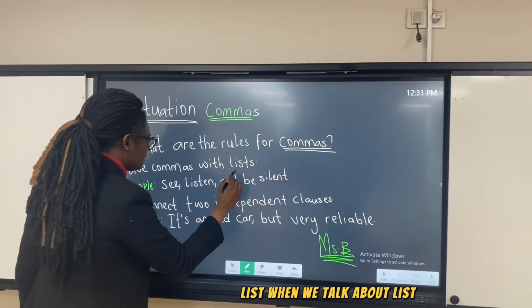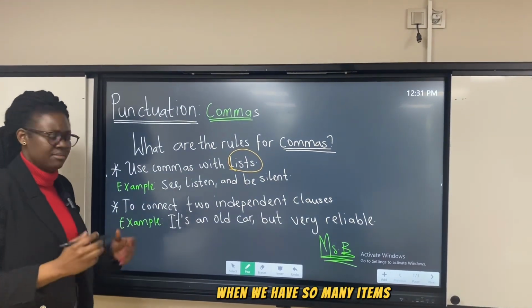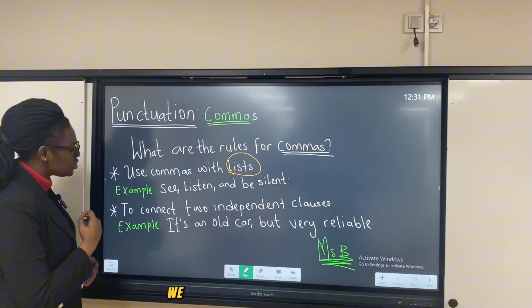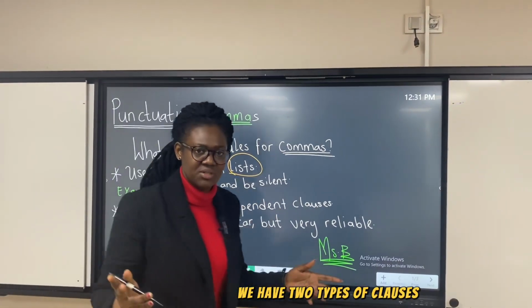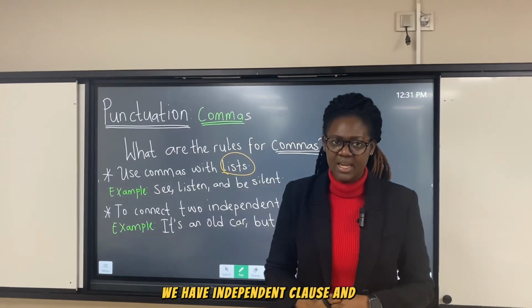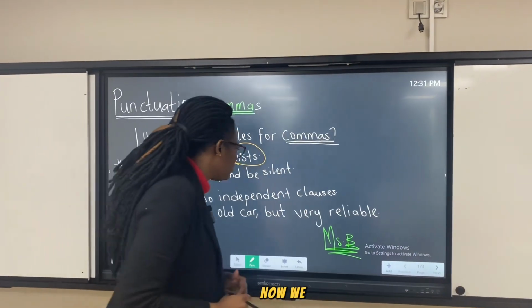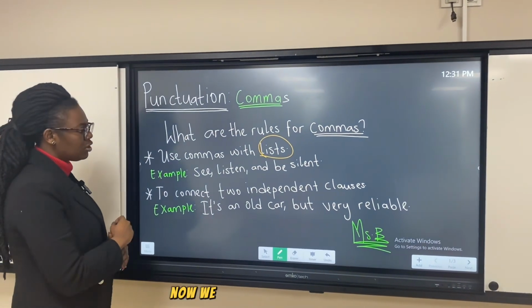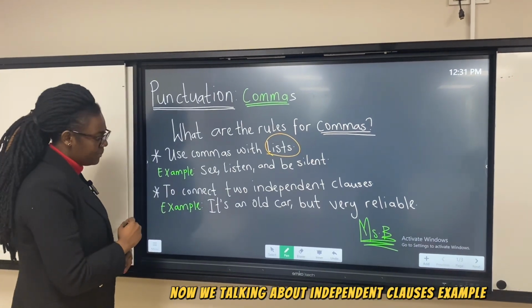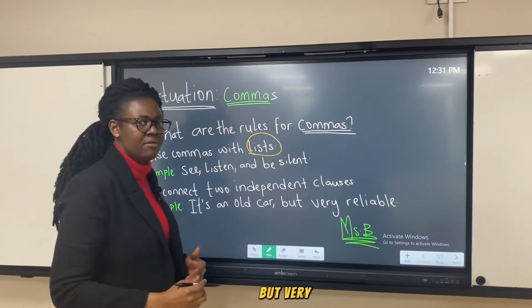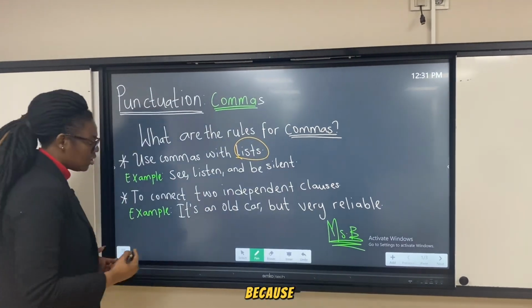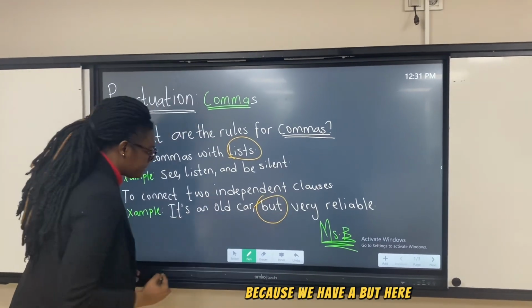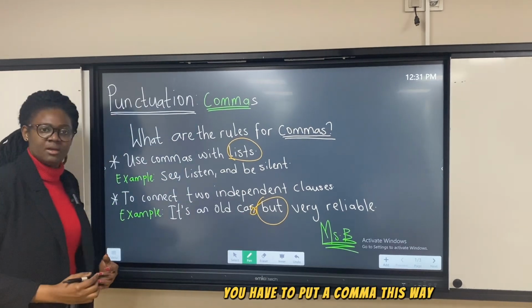When we have so many items with us, we use commas to connect two independent clauses. In the English language, we have two types of clauses: a dependent clause and an independent clause. Now we'll be talking about independent clauses. Example: it is an old car, but very reliable. This is an independent clause because we have a verb here. You have to put a comma this way.